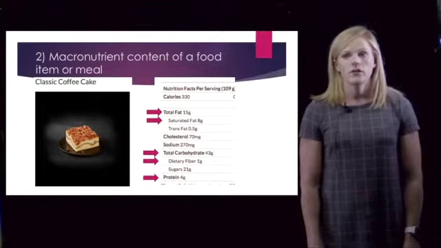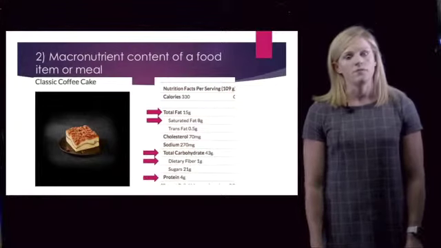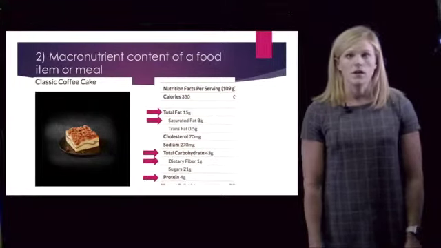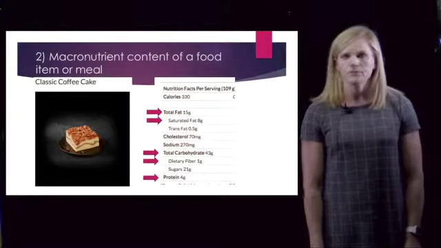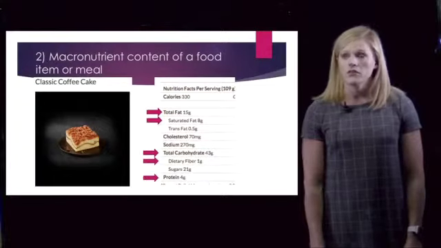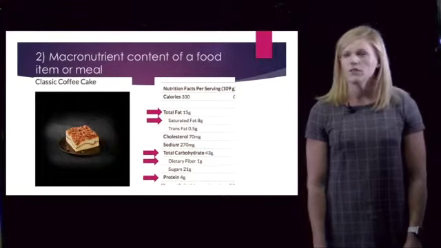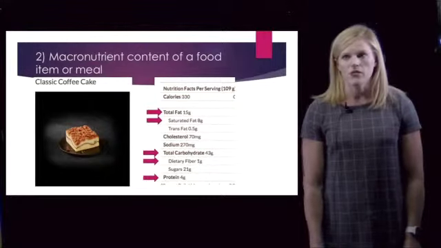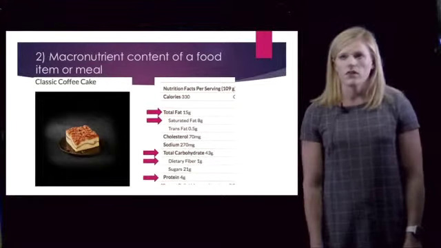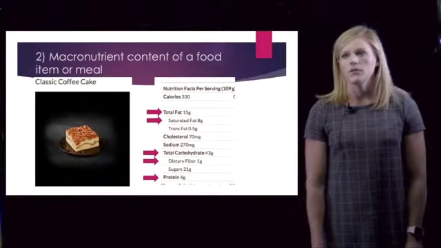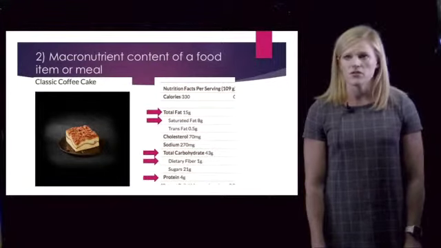In today's video, we are going to focus on one food item. So I have selected a coffee cake from a popular coffee chain. So we're going to look at this piece of classic coffee cake and take a closer look at the nutrient content of it. We're going to look at the food label, and the food label is going to give us the grams of each of these 3 macronutrients. So you can see on the slide that I've inserted an arrow next to some of the nutrients that I want you guys to pay special attention to.